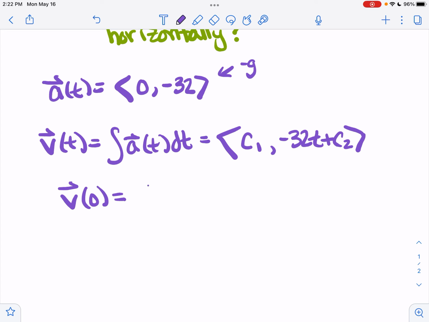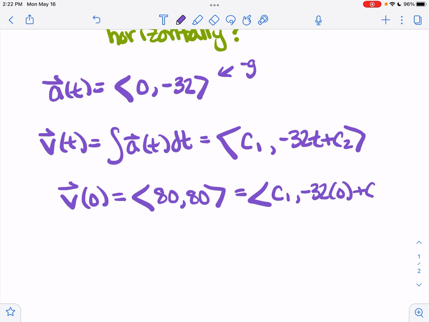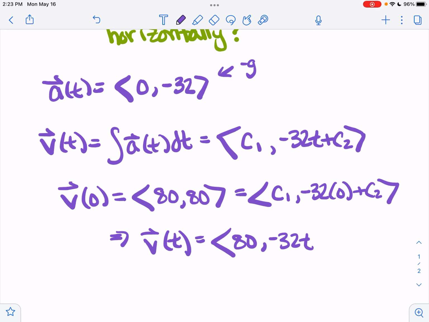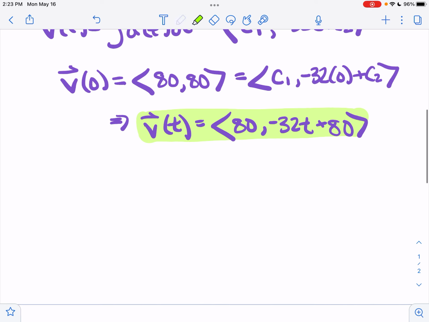Now we have some information. We know that the velocity at time 0 is 80, 80. So that is our c1, comma, minus 32 times 0, because this is at time 0. So we put a 0 in for t. And that gives us the constants c1 and c2. So the velocity is 80, comma, minus 32t plus 80. And that is one of the questions that we were asked, to find the velocity. So there's the velocity as a function of time. So we're halfway done with that part.